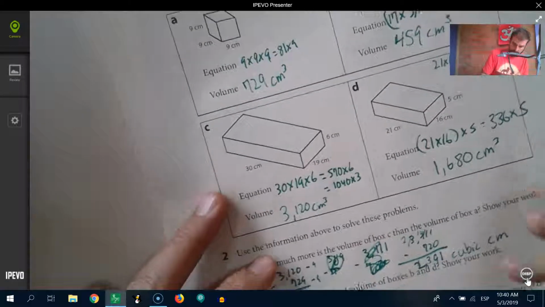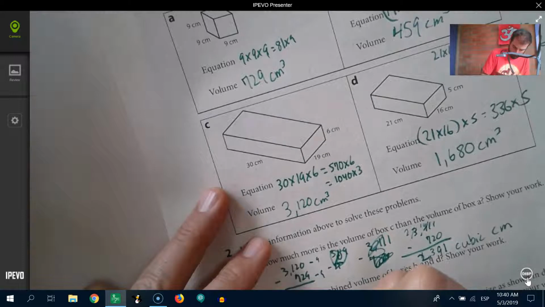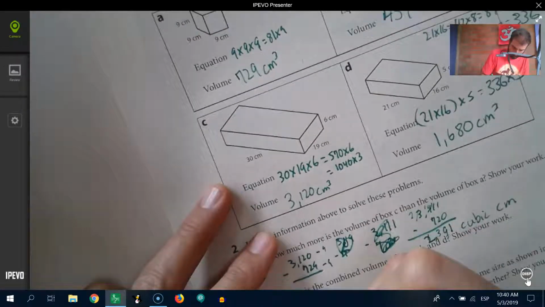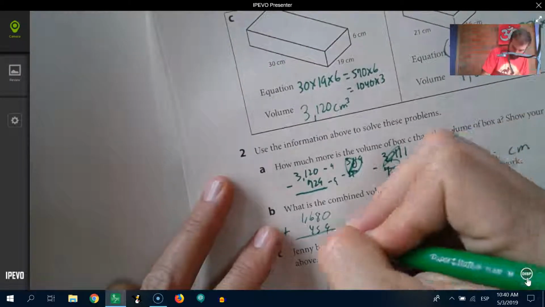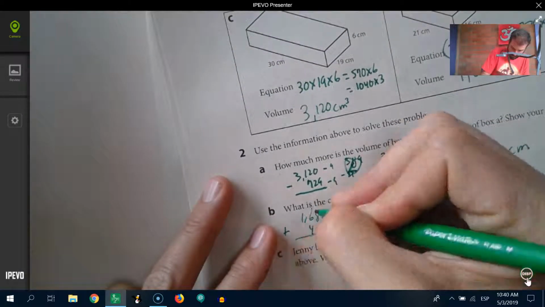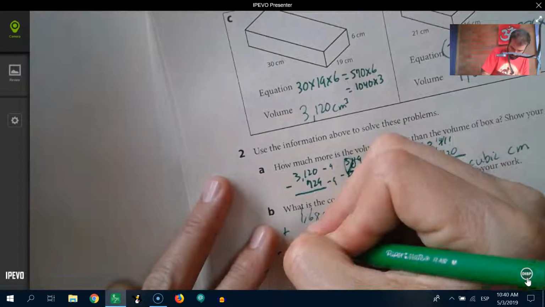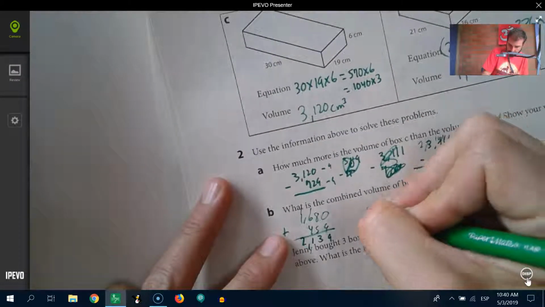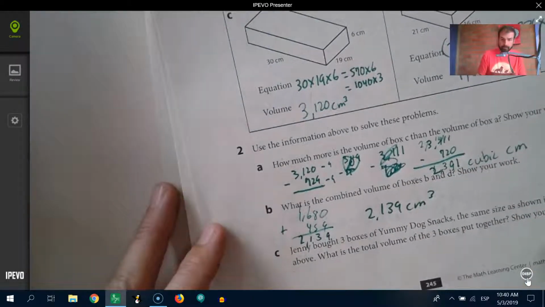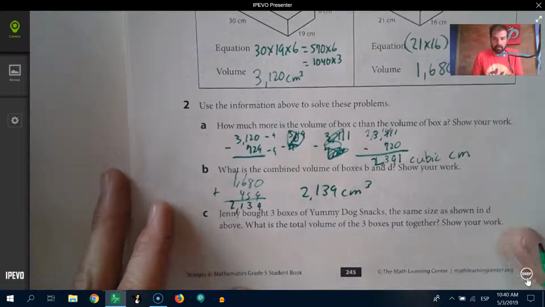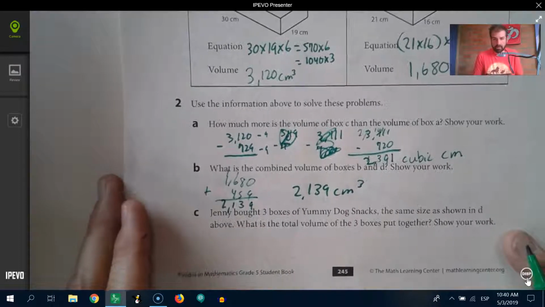What is the combined volume of boxes B and D? So that would be 1,680 plus 459, and 9, 13, 11, 2,139 centimeters cubed.